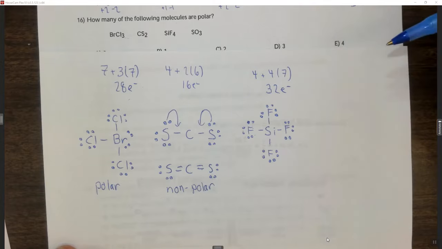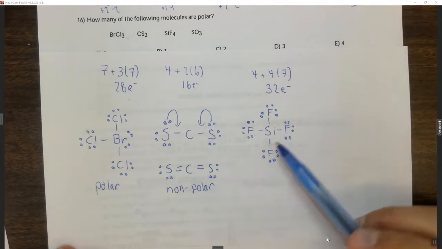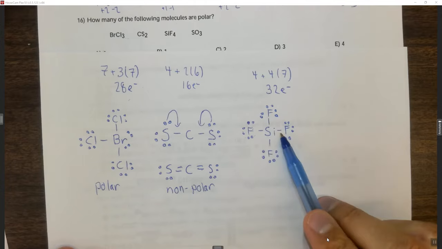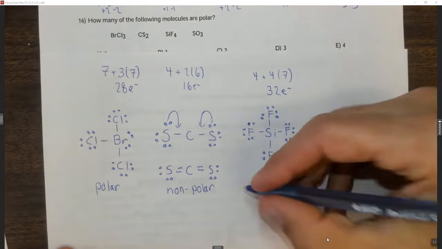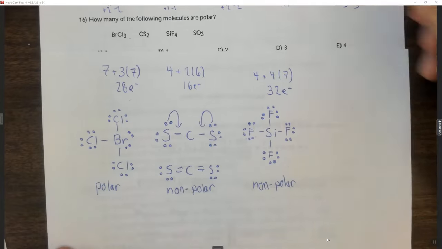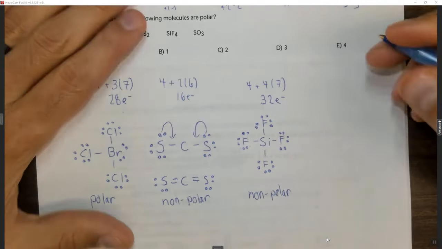This is a good Lewis structure. Now what I want to do is determine if it's polar or nonpolar. Silicon has 1, 2, 3, 4 domains, which are all fluorine. All domains are the same. This is nonpolar. Finally, SO3.